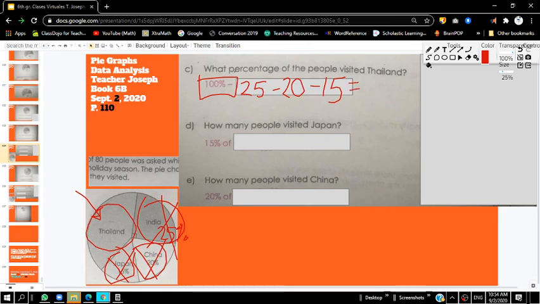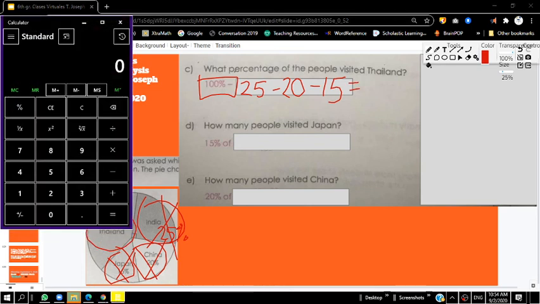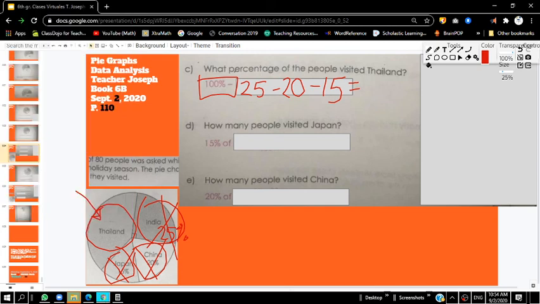So you could do that in your head, or you can do it on the calculator, or you can write it with the calculation. 100 minus 25 minus 20 minus 15 equals 40%. If you wanted to check that, you could check it by adding up all of these numbers one more time and making sure that they all add up to 100. And so our percentage is 40%.